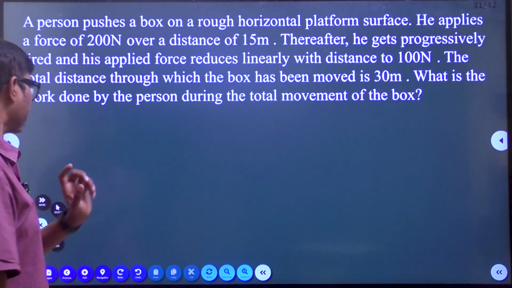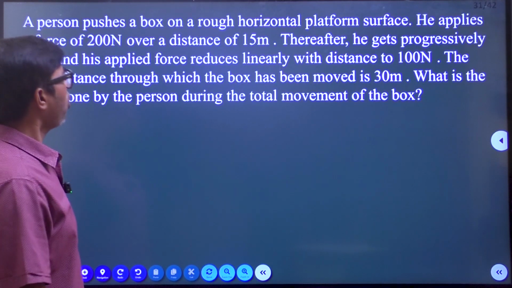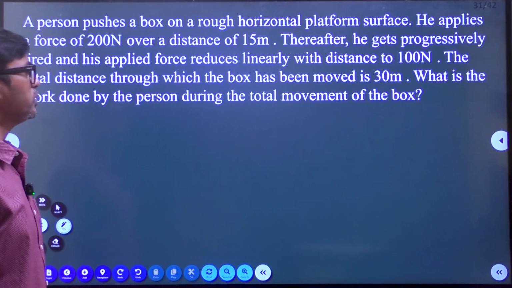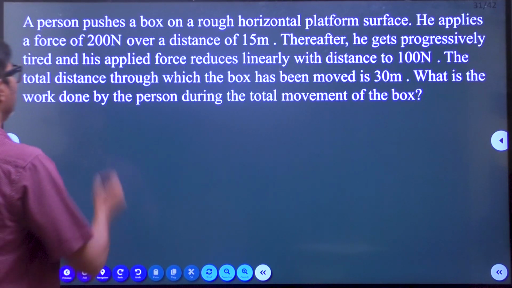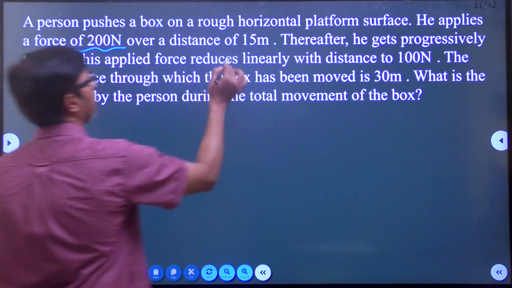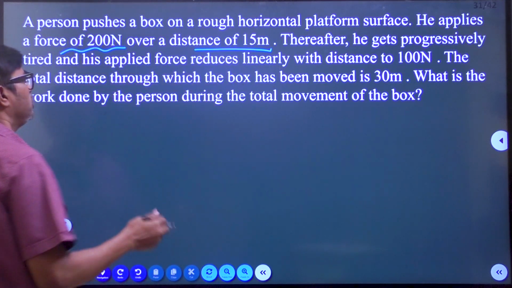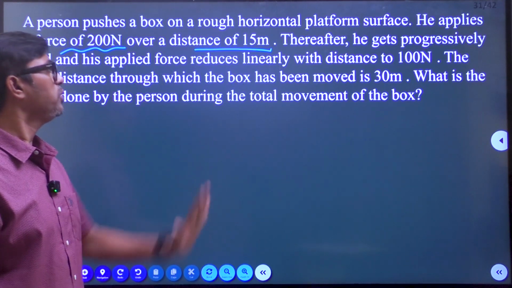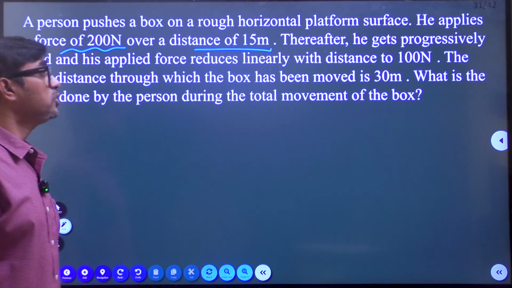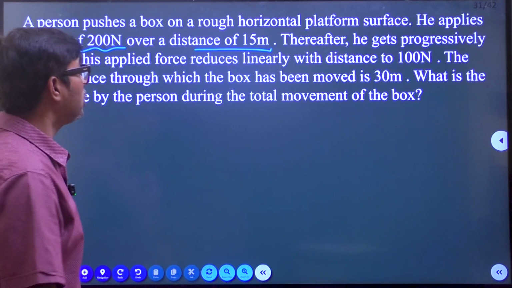Next problem. A person pushes a box on a rough horizontal platform surface. He applies a force of 200 Newton over a distance of 15 meters. So he was applying continuously 200 Newton for 15 meters. Thereafter, he gets progressively tired. So that looks like reality.